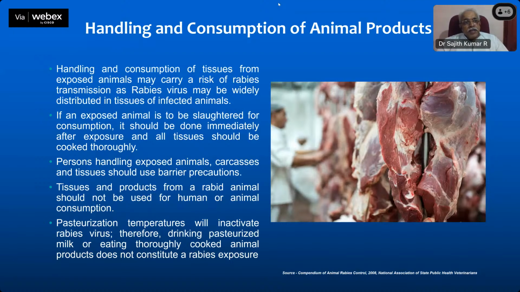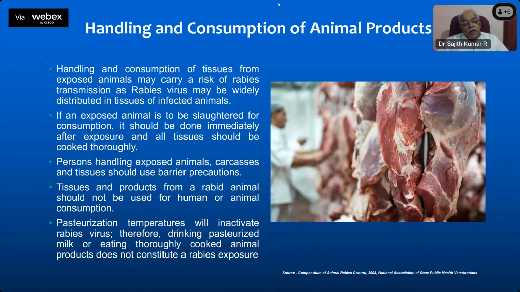If there's an animal which has been exposed to rabies, a rabid animal, for example, a cow or cattle or horse which has been bitten by a rabid dog, and if you want to slaughter it, it is recommended that you do the slaughtering immediately so that the virus will not replicate and there is no risk of the virus reaching other parts of the animal body.